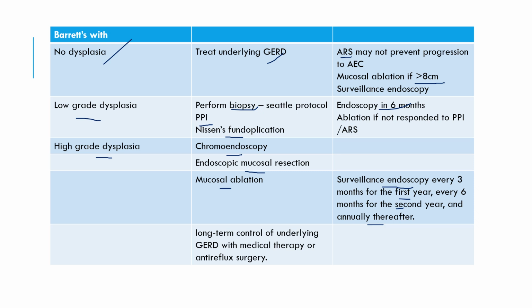However, whatever you do, nothing can replace the medical management of GERD with medical therapy or anti-reflux surgery. Long-term control of underlying GERD with PPI is a must. Low-grade dysplasia, no dysplasia, high-grade dysplasia, whatever, you have to give PPI. For symptomatic management only, you go for anti-reflux surgery; that cannot reduce the progression to esophageal adenocarcinoma. If there is low-grade dysplasia, you can do an ablation if it has not responded to PPI or ARS. If it is high-grade dysplasia, again you can go for mucosal ablation and a surveillance endoscopy.